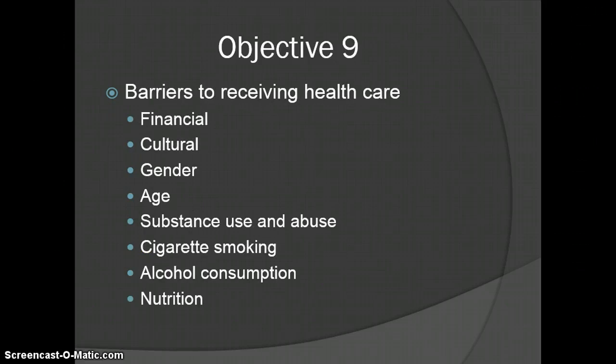And then some barriers to receiving health care. Obviously, financial is a huge barrier. Do they have insurance? Don't they have insurance? Do they have the money and the ability to buy the gas to get to and from institutions for their care? Cultural, gender, age, substance use and abuse, cigarette smoking, alcohol consumption, and nutrition. All of those are going to have some impact on how and why that person receives care during their childbearing years. So just be aware of what those barriers are.